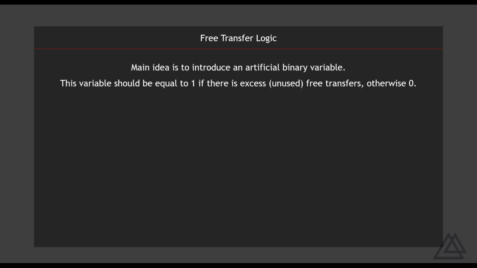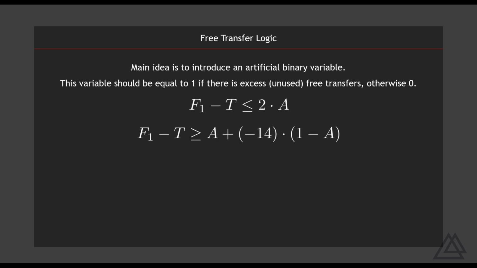So the main idea is to introduce an artificial binary variable, sometimes called an auxiliary variable, and this variable should be equal to 1 if and only if there is excess, meaning unused free transfers, otherwise 0. So we should write a linear formula in a way that we will have a binary variable which will be forced to be equal to exactly 1 if I have unused free transfers, and otherwise 0. And this is that formula actually.